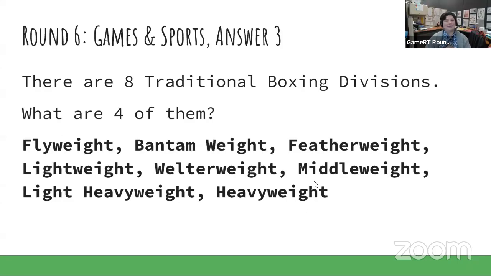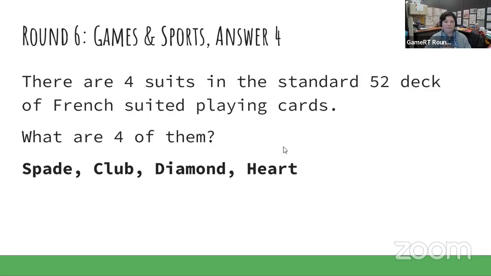Alrighty, answer number three. So we have flyweight, bantamweight, featherweight, lightweight, welterweight, middleweight, light heavyweight, and heavyweight. I want to know where welter comes from. Bantam's from cockfighting, unfortunately. That makes sense. And then for four, we have spade, club, diamond, and heart.